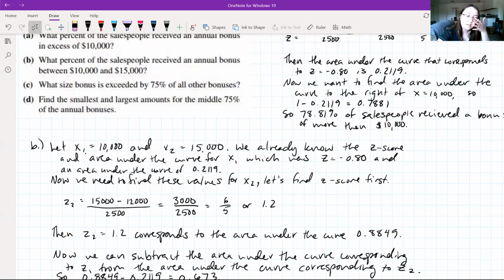Part C wants to know what size bonus is exceeded by 75% of all other bonuses. So we're looking for the bonus that is essentially the marker for 25%. Because if we're looking for the bonus that is exceeded by 75% of all other bonuses, this means that all other bonuses are 75% above this value. And if we know that our whole curve represents 100%, then we're looking for the 25% mark.